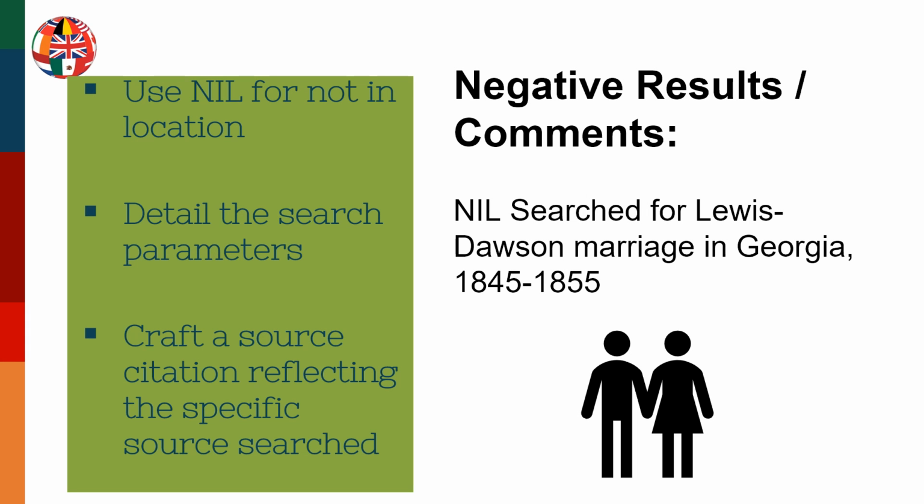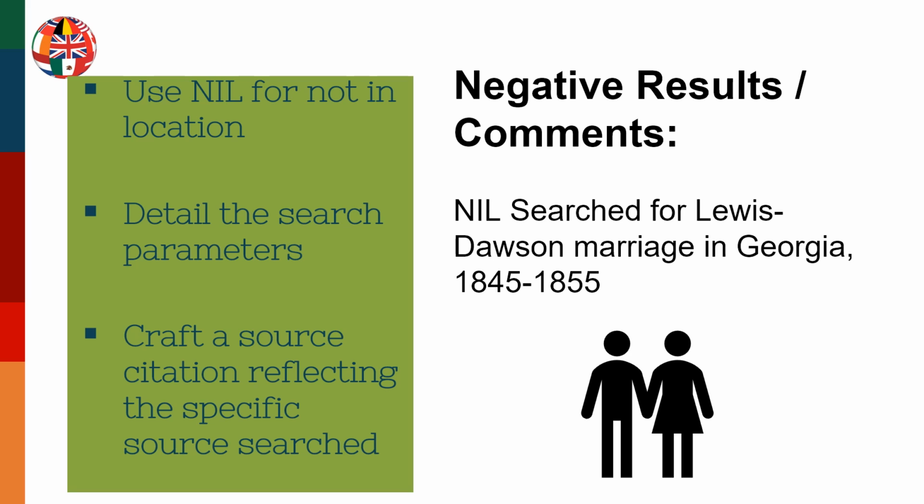What if I did not find anything in a specific search and I had negative results? Then I would want to use the letters NIL, which stand for not in location. I would want to detail the search parameters and craft a source citation reflecting the specific source that I searched. In this example, I could put NIL, searched for Lewis Dawson marriage in Georgia, 1845 to 1855. I would not find the marriage in Georgia because the marriage took place in Alabama.